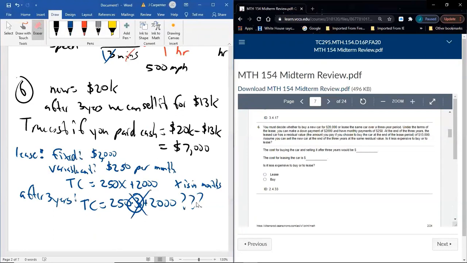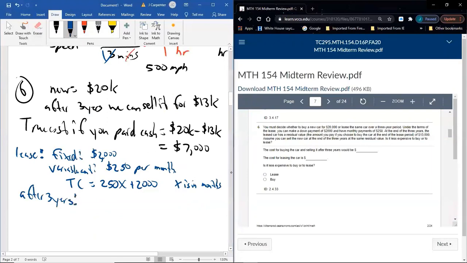So what are we actually supposed to do? We got to convert our years to months. So 3 years ends up being 36 months. If you don't trust me, I'll show that math in a second. 3 years is 36 months, because 12 months is 1 year, 24 would be 2, 36 would be 3.